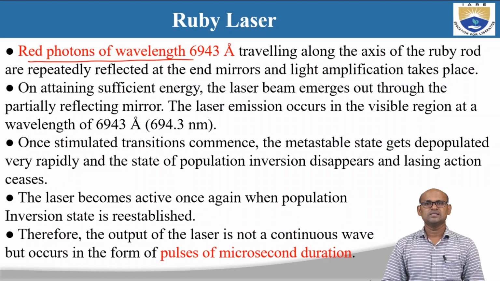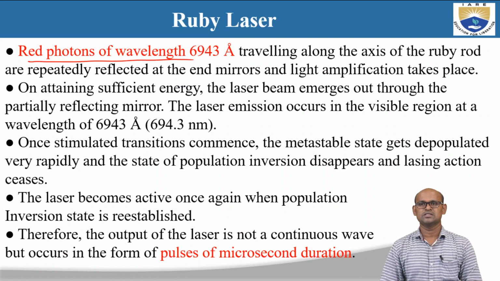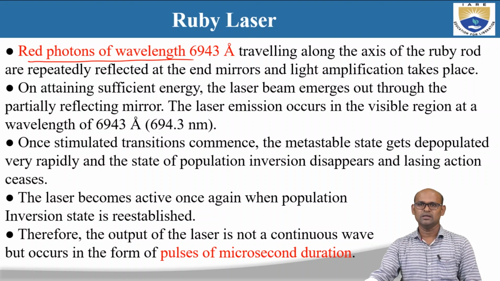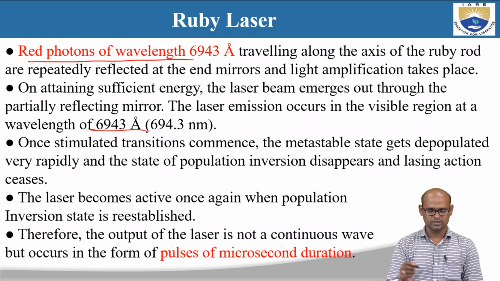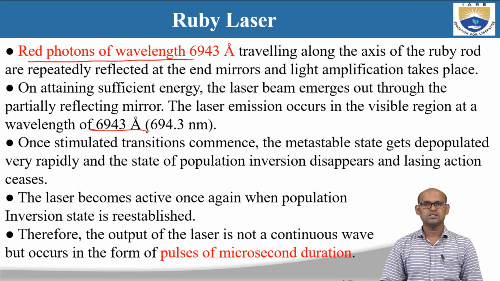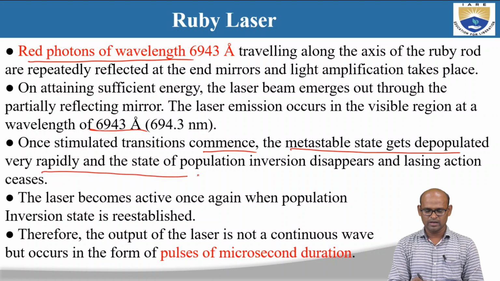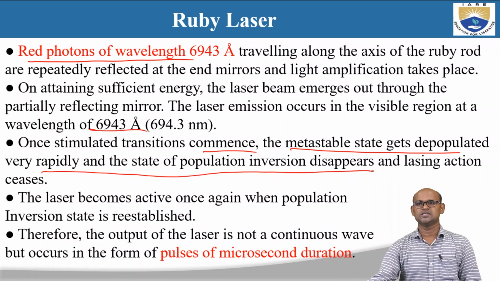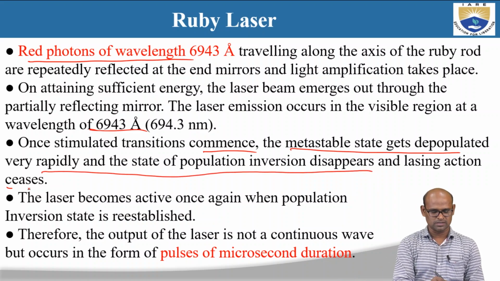On attaining sufficient energy, the laser beam emerges through the partially reflecting mirror. The laser emission occurs in the visible region at a wavelength of 6943 angstroms. Once stimulated emission commences, the metastable state gets depopulated very rapidly, the population inversion disappears, and lasing action ceases.